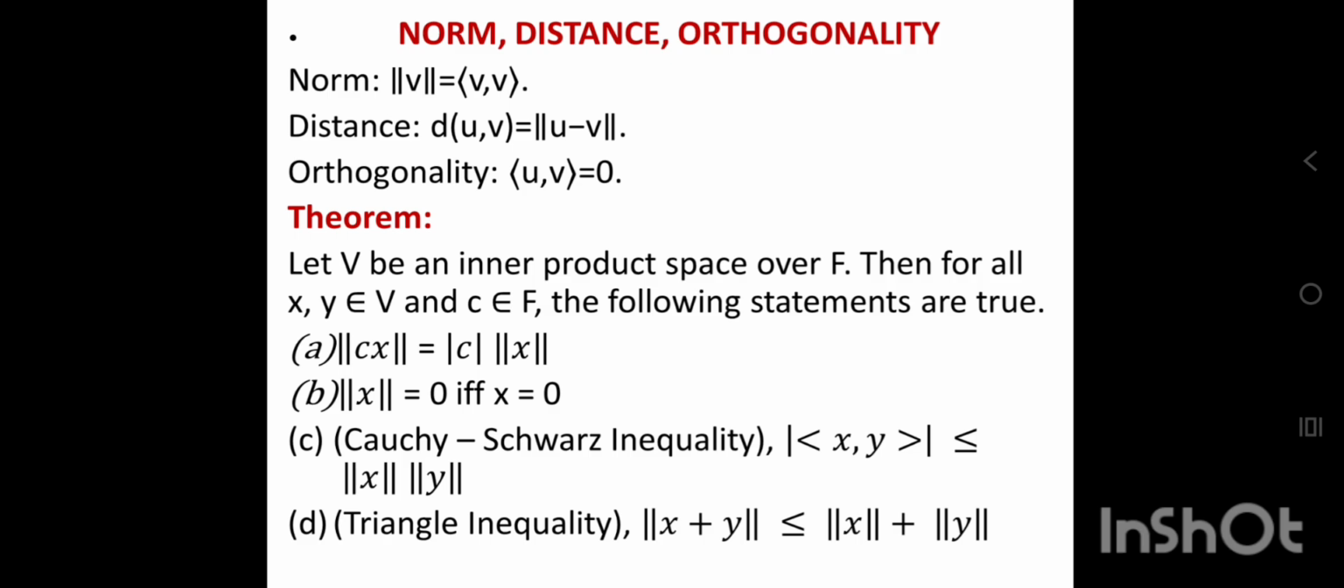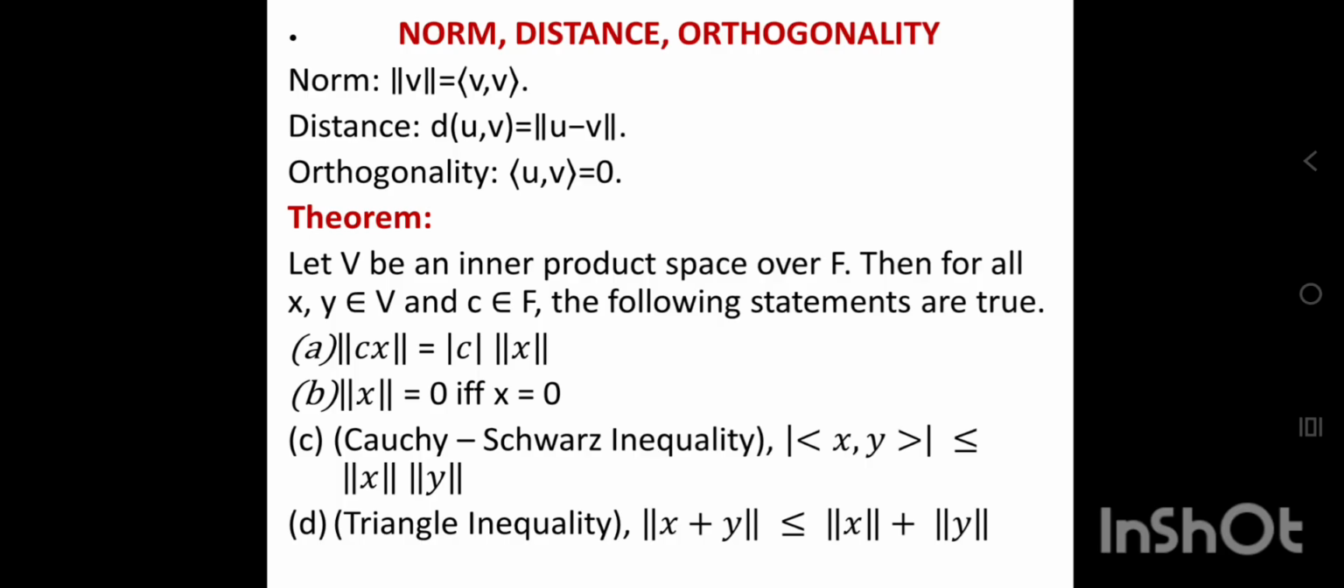Next definition: norm, distance, orthogonality. What is the definition of norm? Norm of v equals square root of inner product ⟨v, v⟩. Distance d(u, v) equals norm of u minus v. Orthogonality: inner product ⟨u, v⟩ equals 0.